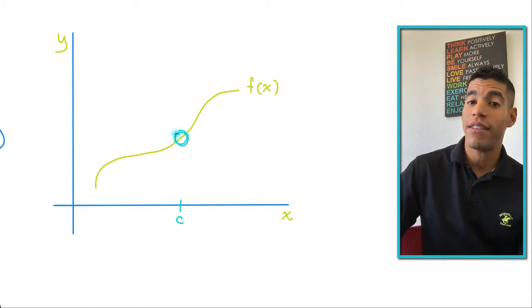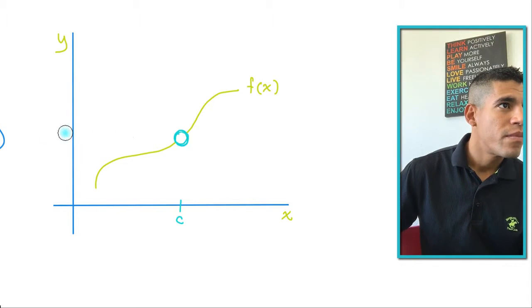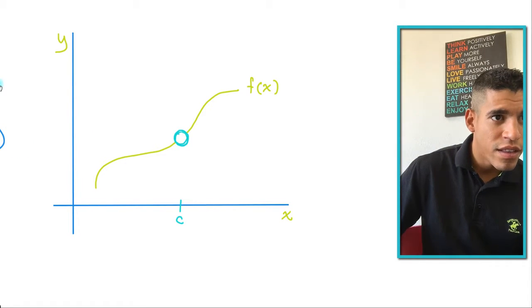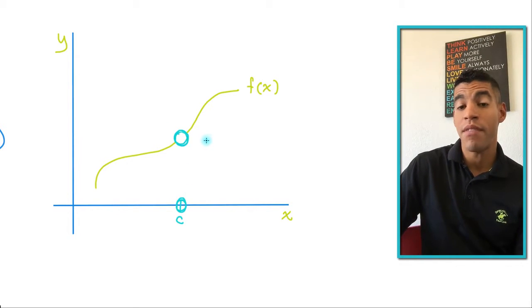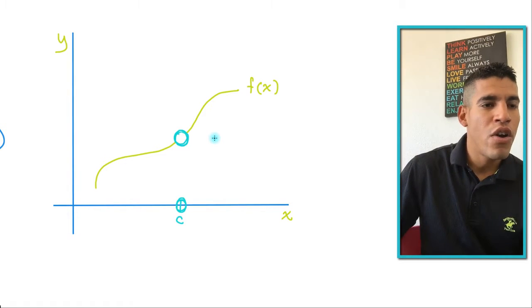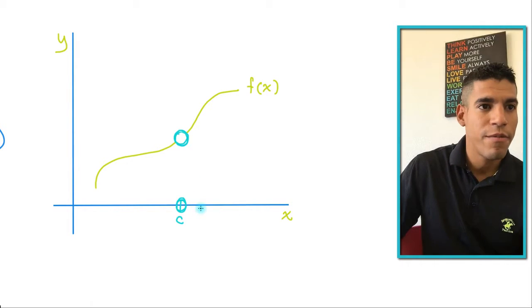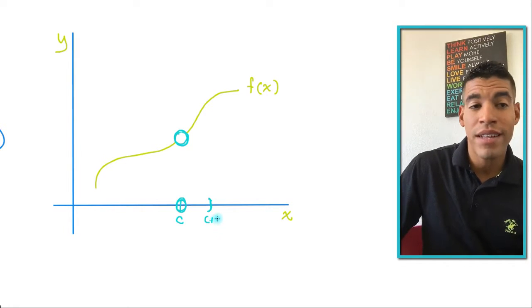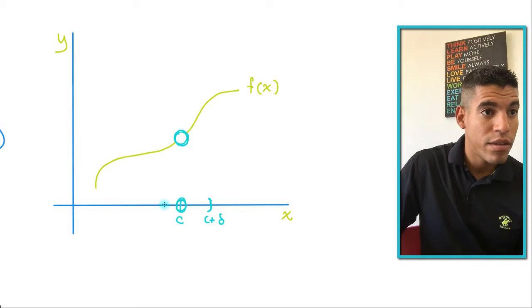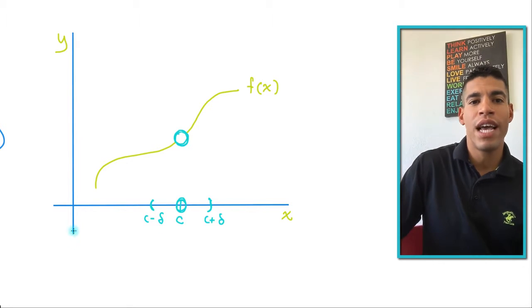Remember, it doesn't have to be defined at c. So I can erase that bubble there. So that means f of c may not be defined. Okay, that's very important. Now let's look at c plus delta. Where is c plus delta? Well, it's delta units to the right of c. This is c plus delta. Where is c minus delta? Well, it's delta units to the left of c. C minus delta. Okay? And now, how would that look in terms of f of x?